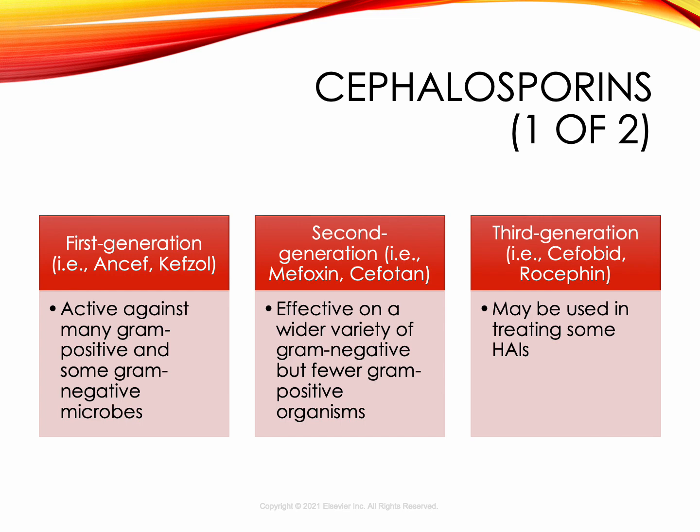So let's talk a little bit about cephalosporins. Cephalosporins are derived from the fungus Cephalosporium acremonium, and there are 5 generations of cephalosporins, and these can also be found in table 5.4 of your textbook.